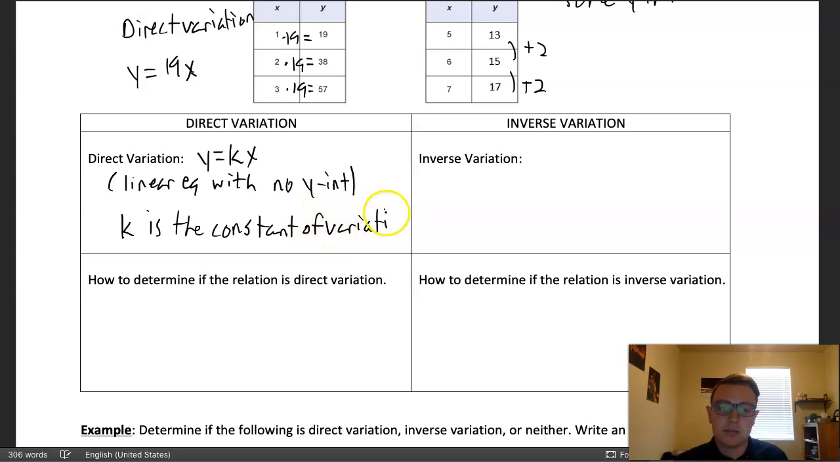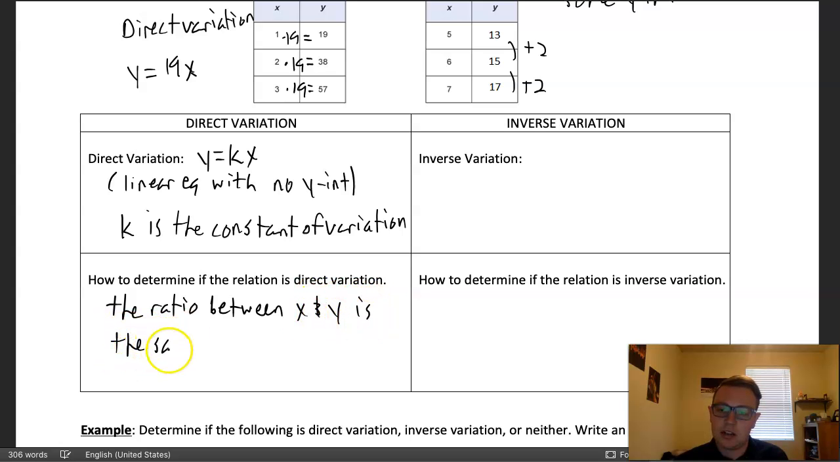Okay. How do we know if something is direct variation? Well, when we're looking at our x and y values, we expect the ratio to be the same. So the ratio between x and y is always the same. Or in other words, each time we take y and divide it by x, it should stay the same.